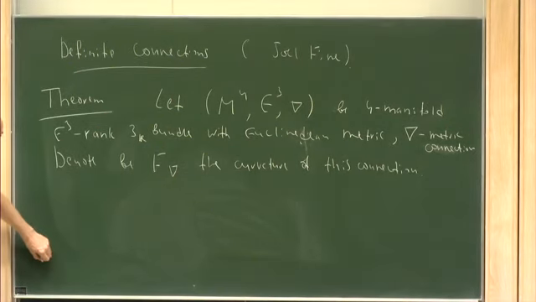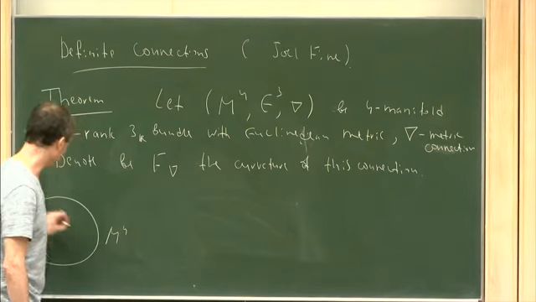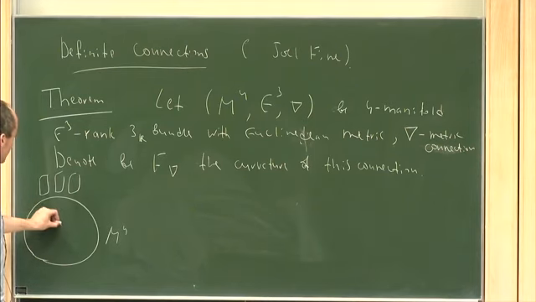You can think of it like this, here's the picture. You have a 4-dimensional manifold M4, you have a rank 3 bundle, and the connection gives you a parallel transport. When you go along a little loop, you get a holonomy, and then you shrink this to 0, and you get a curvature operator.